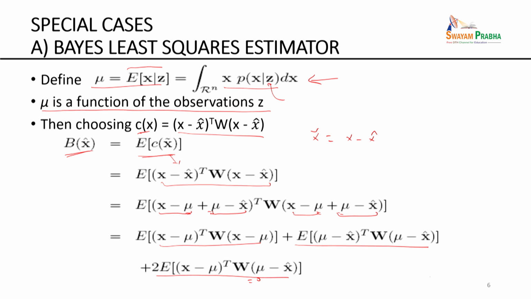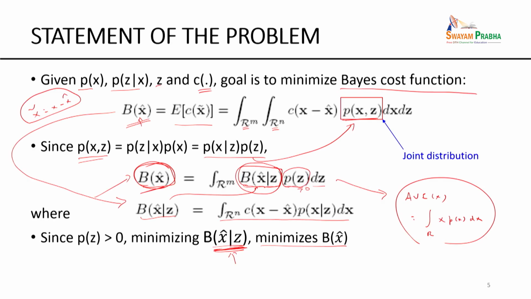Go back to the basic Bayesian formulation. If you went back to slide 5, you can really see this equation: Bx hat is the integral of Bx hat z pz dz. So if I minimize this, I minimize the whole integral, and that's the idea that's used repeatedly here.